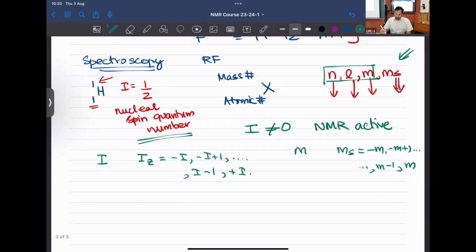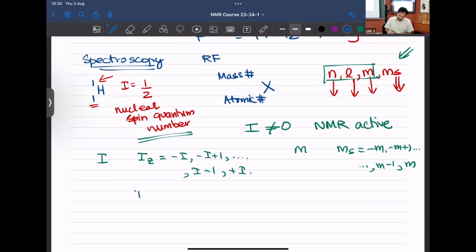So let's take an example for spin quantum number of half for the proton nuclei. What are the allowed values of Iz? Of course, you have to start with minus half, and then you go minus half plus 1, which already takes you to plus half, which is the other extreme, right? So for a nuclear spin quantum number of half, you're only going to have two possible states, which are designated as minus half and plus half, which is the Iz projection of the quantum number.